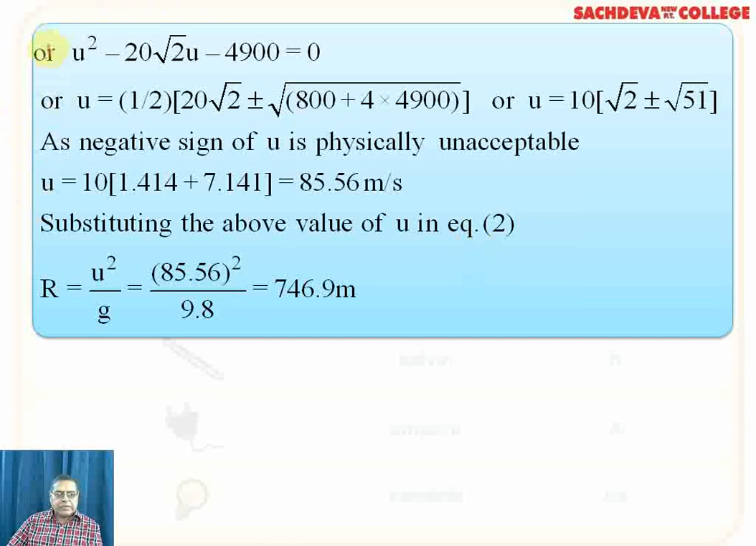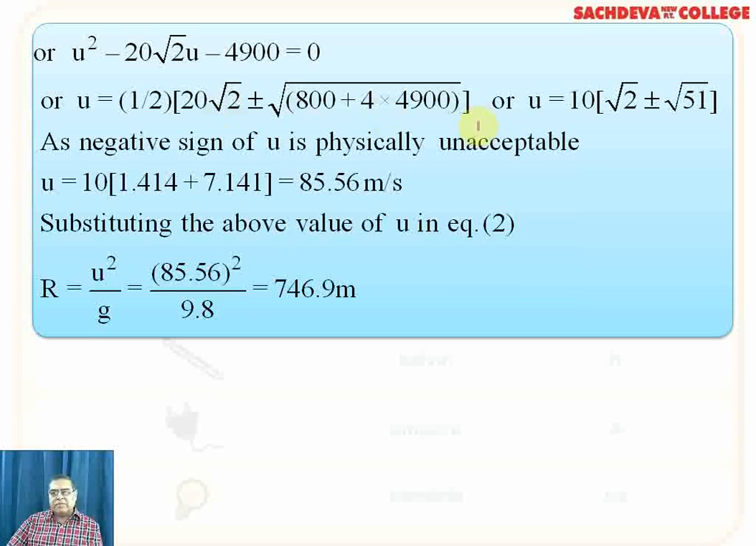Now the equation is made, that is u square minus 20 root 2 u minus 4900 equal to 0. This is a quadratic equation in u, and u is the initial velocity of projection. So from the quadratic equation, we will use the formula minus b plus minus under root b square minus 4ac over 2a. By using this formula, we get the value of u. And after getting the value of u, there will be two values of u in the quadratic equation.